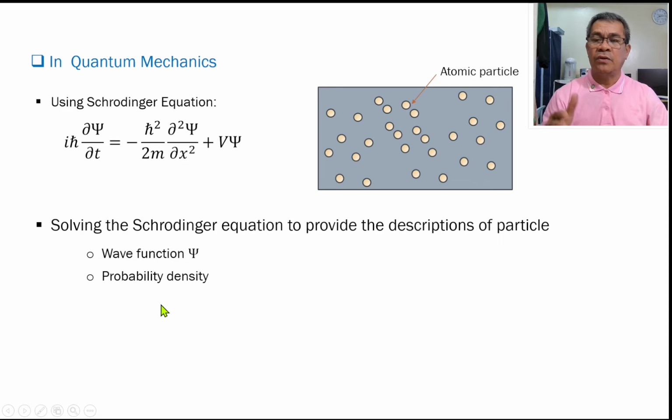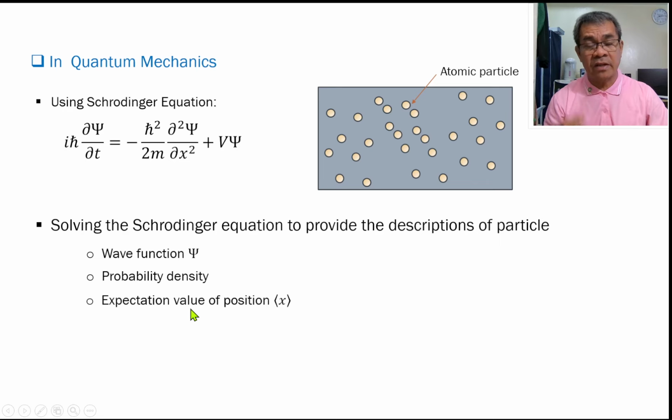Okay? So, what else? Is it enough that we need only the probability? Of course not. We need the expectation value. The expectation value in mechanics is called the mean value or the average value of the particles present per given interval.